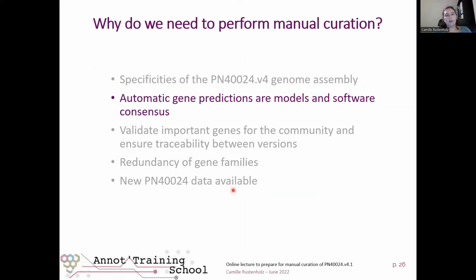Another reason why we need to perform manual curation is that what's available so far is an automatic gene prediction. And we know that automatic gene predictions are only models, and that originated from a software which made a consensus of all different kinds of evidences. So these gene predictions are models, and sometimes we need human eyes, human expertise to validate and to curate predictions.